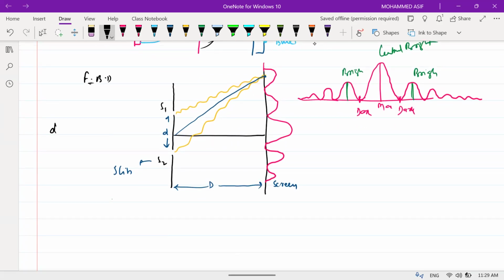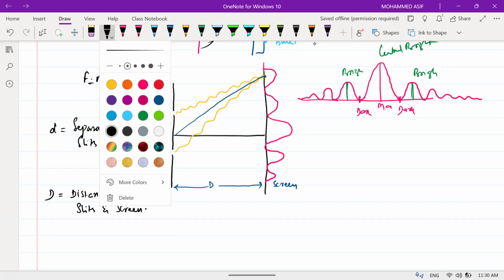Now what are the conditions for maxima and minima? All right, what do you mean by small d? Here small d is equal to the separation between slits S1 and S2. Capital D is equal to the distance between slits and screen. Clear?